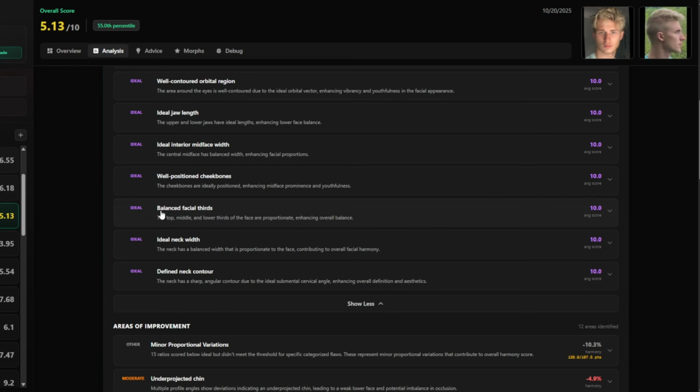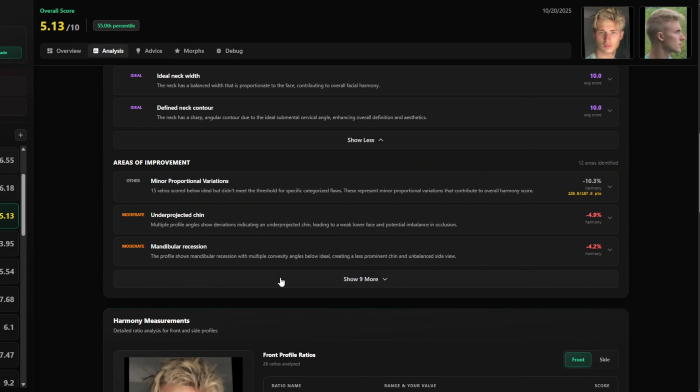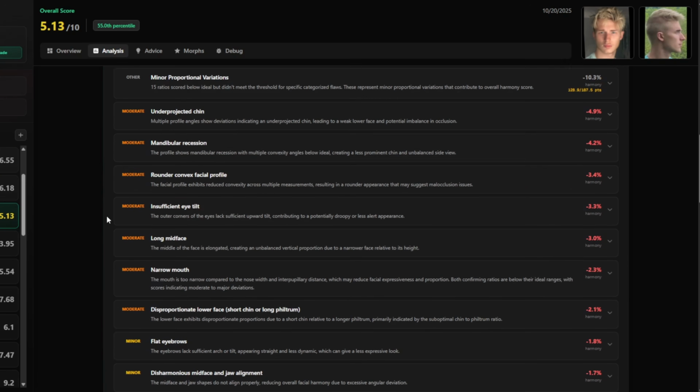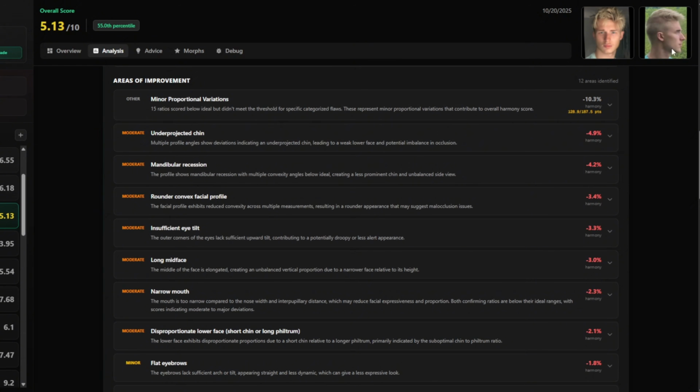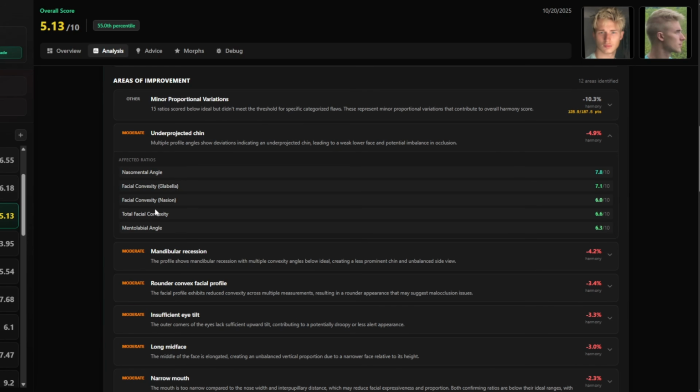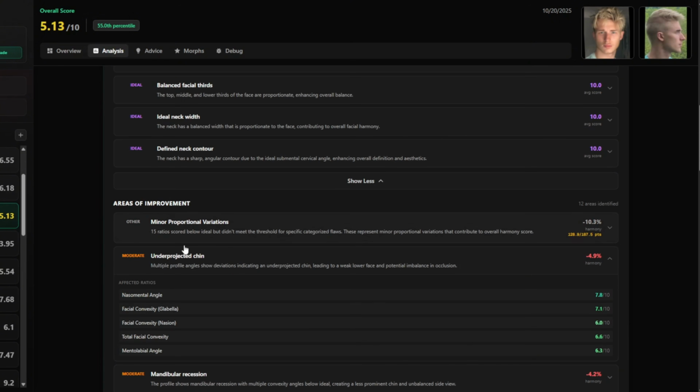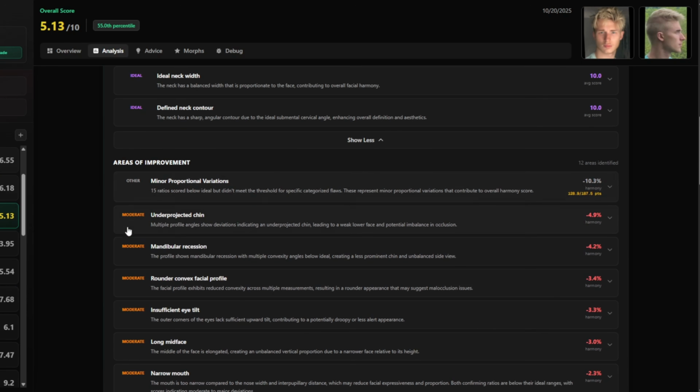But in this case, he just seems to have mostly ideal values as his strengths. Now, in terms of areas of improvement, we can see that he has a slightly under-projected chin, given these assessments here being a little less than ideal, but it's a moderate flaw, so it's not something major or severe that you'd be able to visually discern to the same level as a severe flaw.